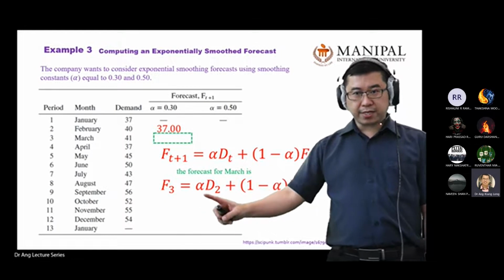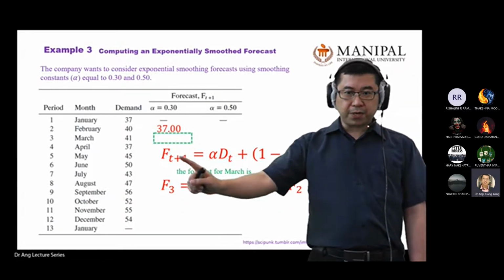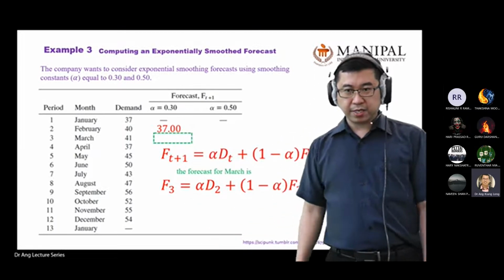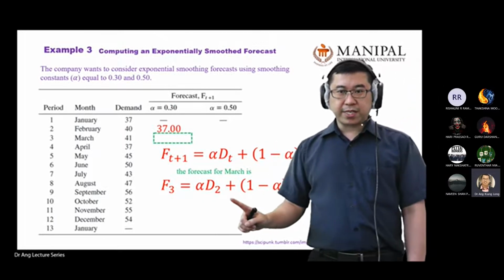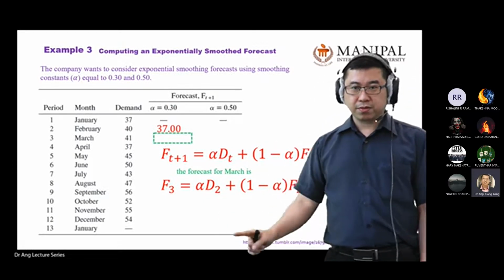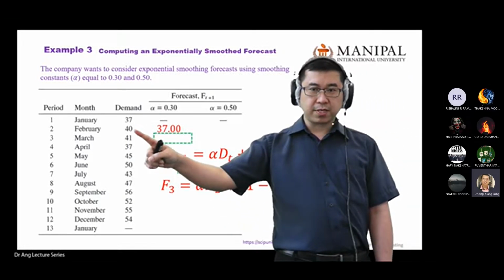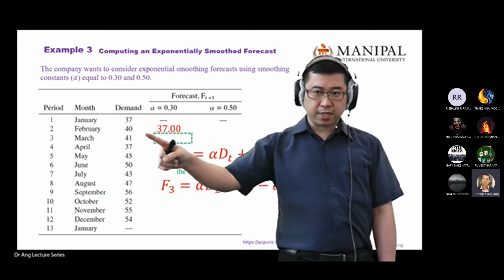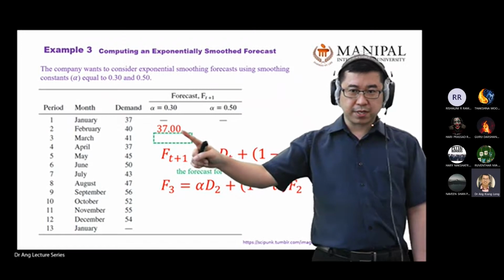By looking at this formula, you're calculating this box. Alpha is still 0.3, and 1 minus alpha is 0.7. What is demand number 2? Where is demand number 2? This one. 40, sir. D2 is 40. What is forecast number 2? This one.